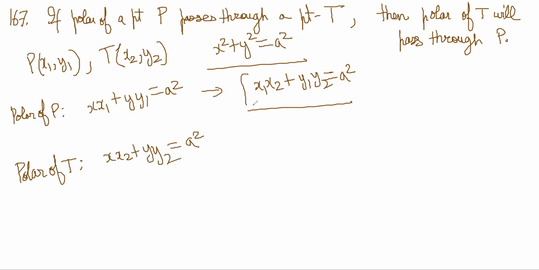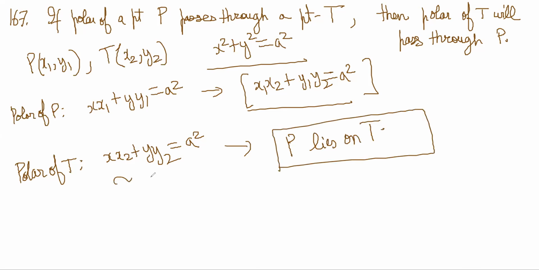So obviously this relation is true. That means P lies on the polar of T, because this relation is true, that means x1, y1 lies on this. So it's super easy to prove this one. Is everyone understanding this pole and polar stuff? It is not very difficult. It seems difficult when you read so many articles and all, but it's actually super easy.